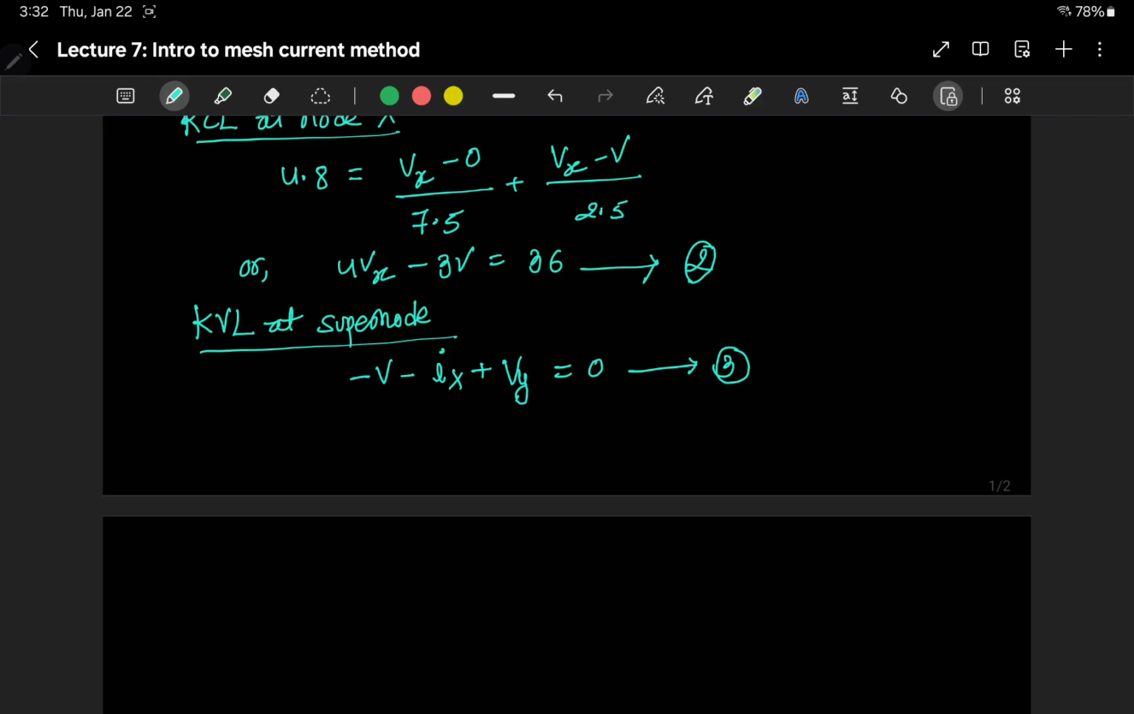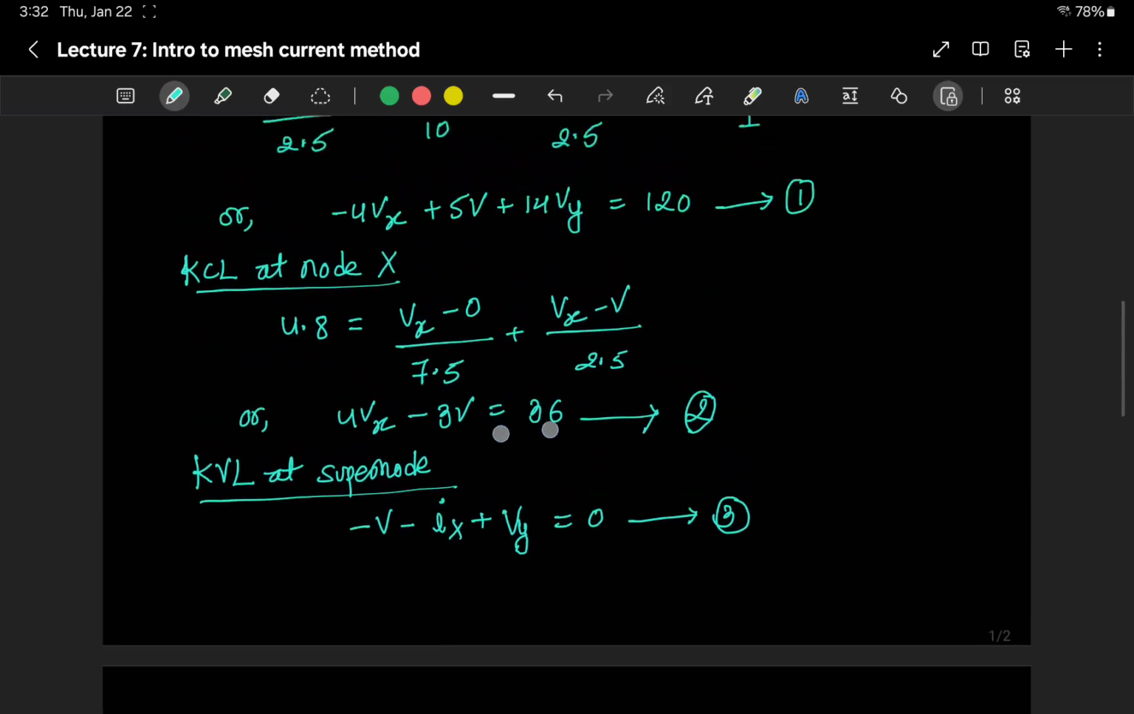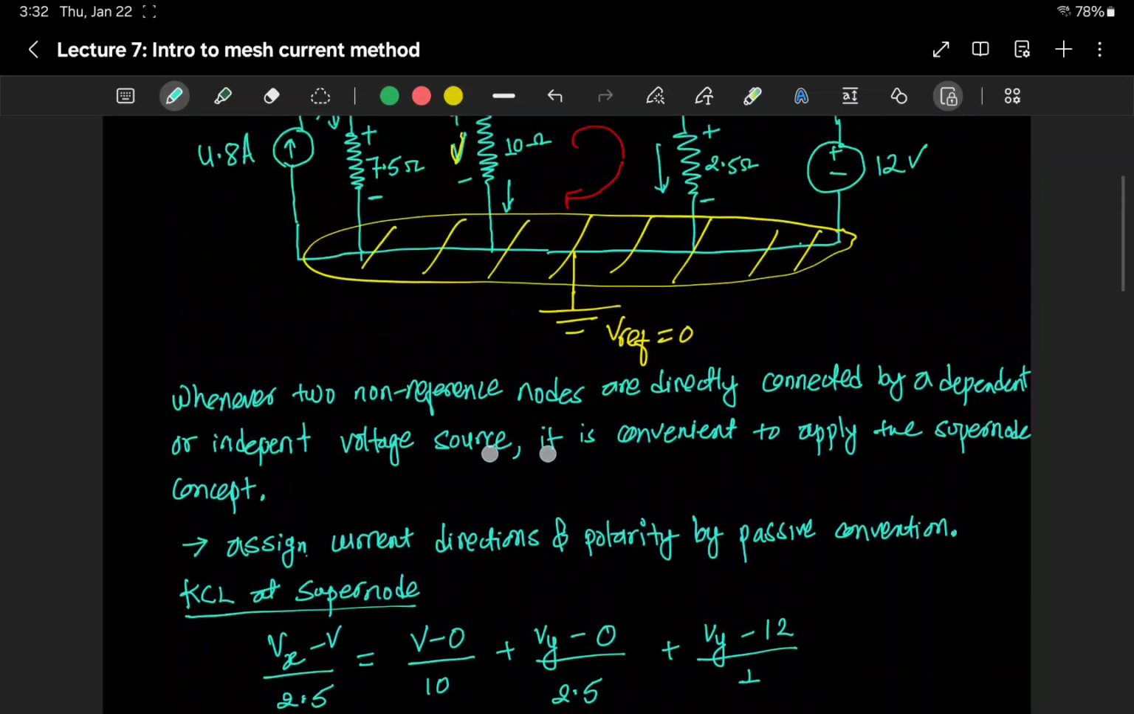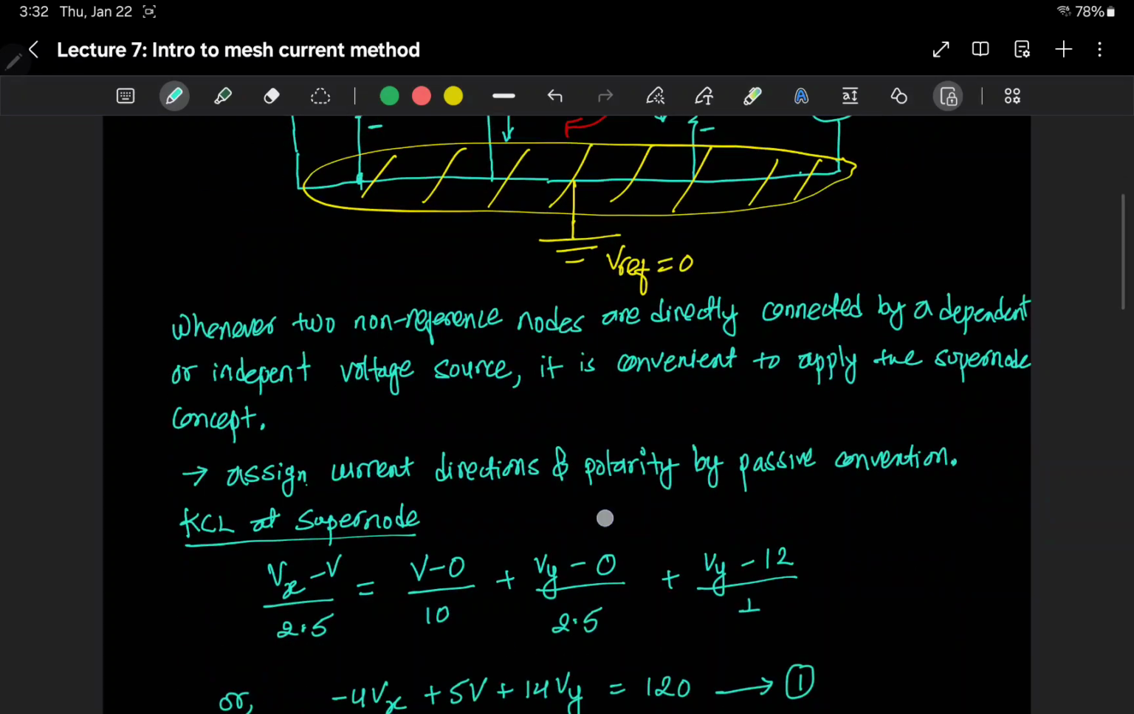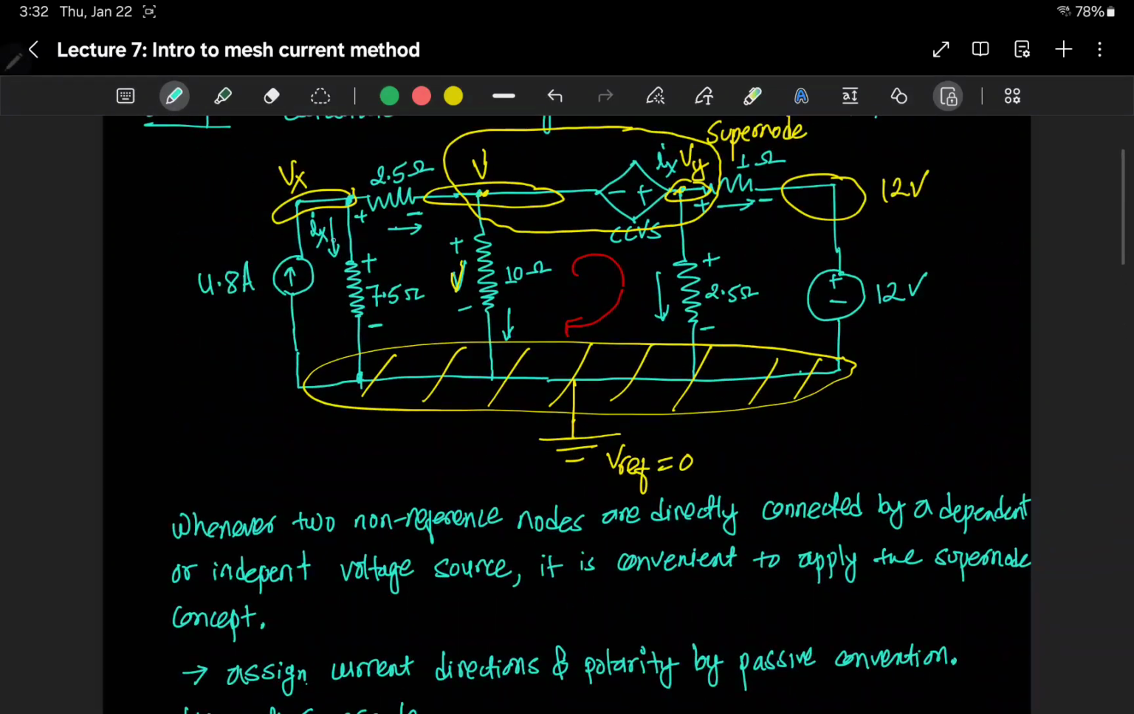Now we have three equations, but at the same time we introduce a new variable ix. So now we have a dependent source, and every time we have a dependent source, we can relate that dependent source to another variable to get another equation. In that case, the dependent source is ix, and we have to figure out a way to relate this ix to the voltages that are already in the equations. So here we can use Ohm's law between these points to calculate ix in terms of vx, because we already have vx in an earlier equation. So ix is basically vx minus 0 divided by 7.5.